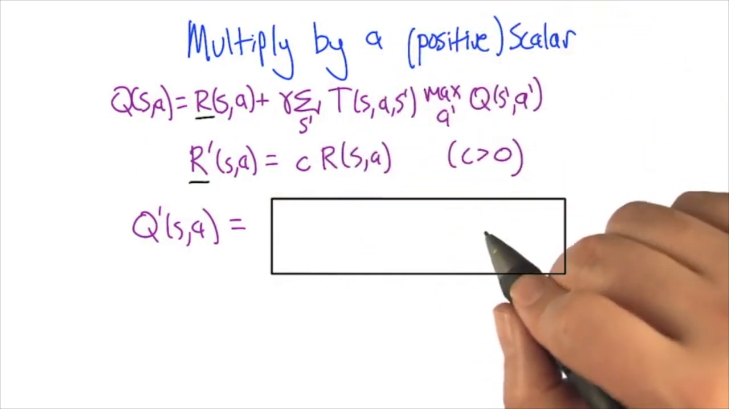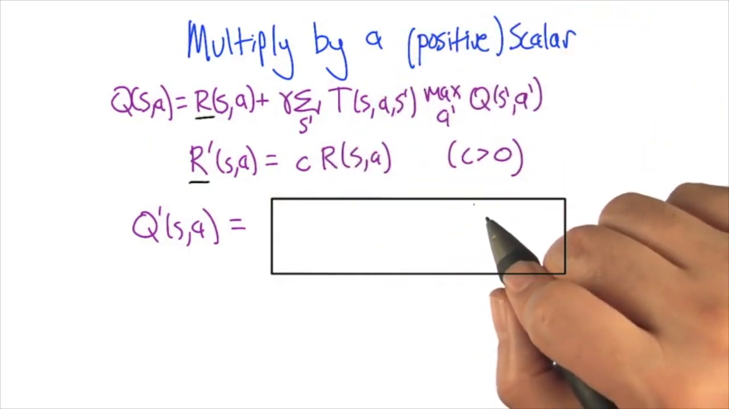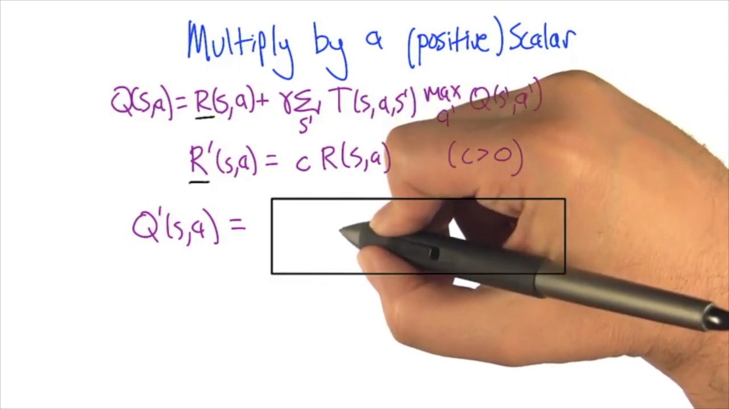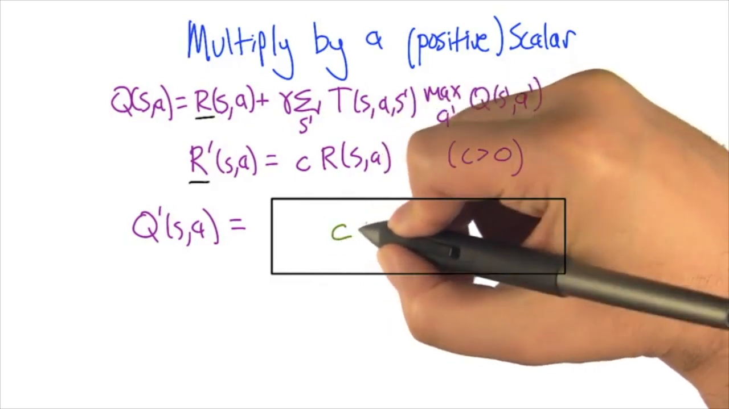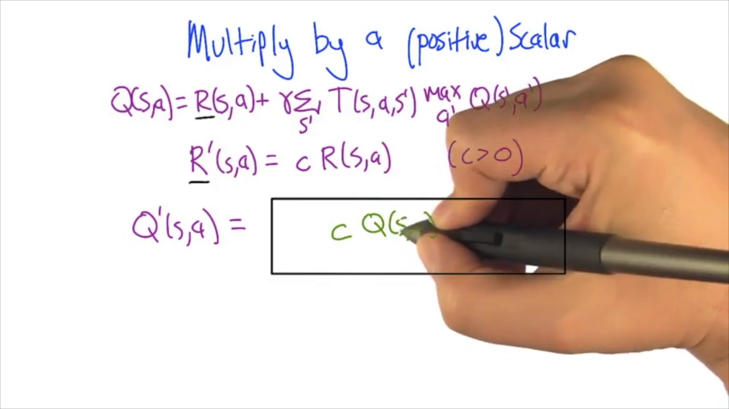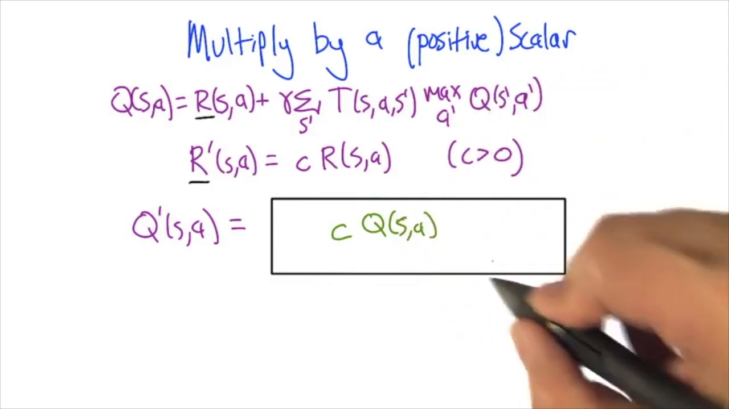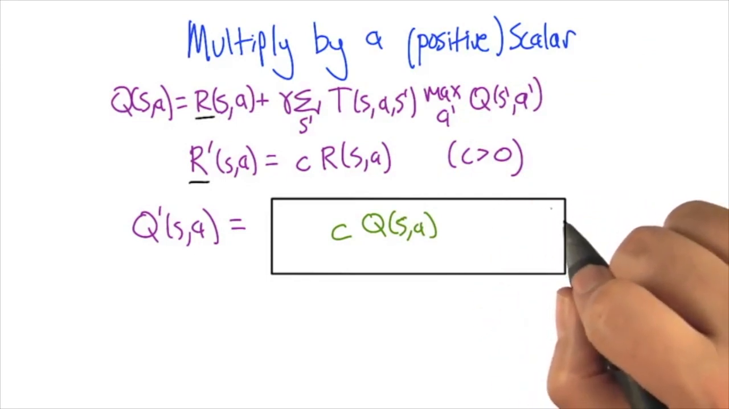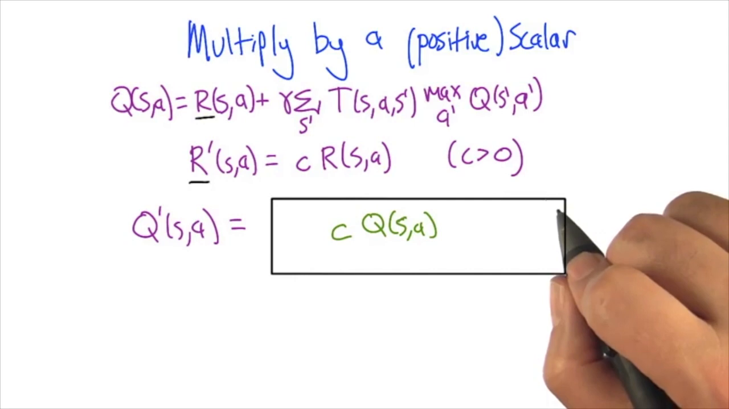My intuition about that is actually pretty straightforward. I want Q prime of SA to be C times Q of SA. In other words, if we double all the rewards, it should double all the Q values. If we halve all the rewards, it should halve all the Q values, that sort of thing. Right, and that makes sense, at least to me conceptually. Reward is your reward, and the Q value is the sum of all the rewards you're going to get. So if I double the rewards, I should double the value.